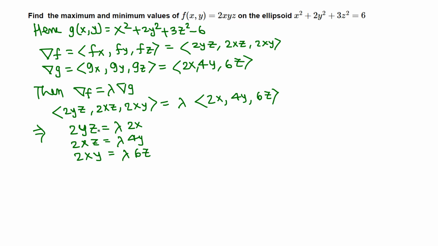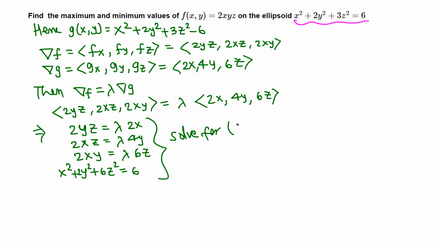So we solve these three equations along with the constraint. Here is the constraint, x squared plus 2y squared plus 3z squared equals 6. So we need to solve the system of equations for x, y, z. We might get multiple points here, and once we have those points, we go back and evaluate the function with these x, y, z, and the biggest is the maximum and the smallest will be the minimum.